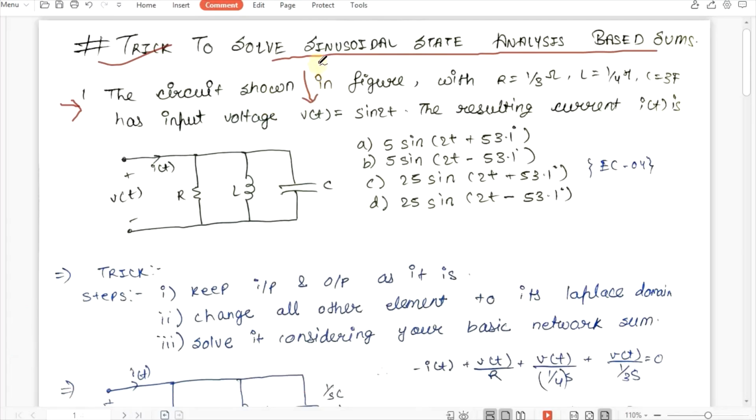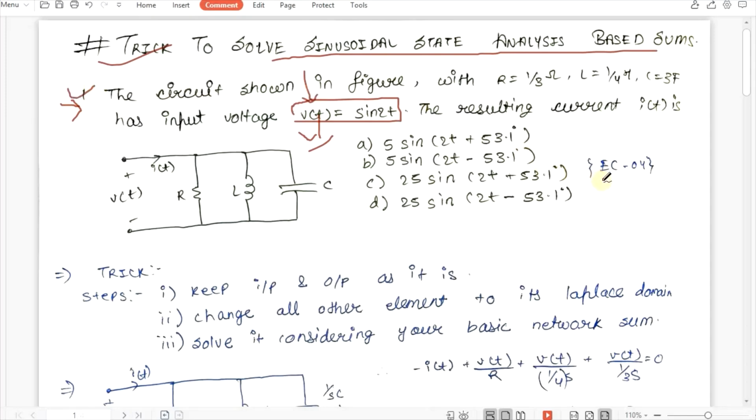For that you have to check your input. If your input is in the form of sinusoidal, then it means that this sum is for sinusoidal state analysis. So now we know how to judge whether our sum is for sinusoidal state analysis or not. Now let's jump to the sum.